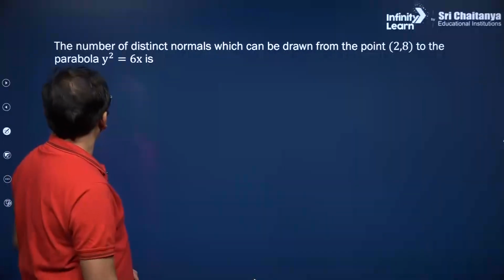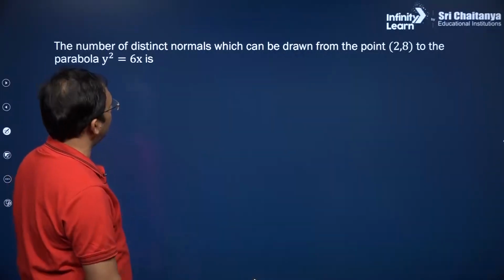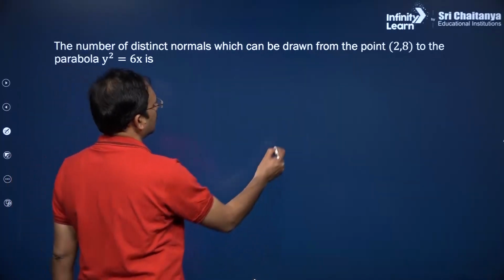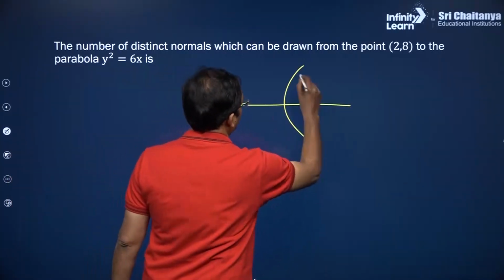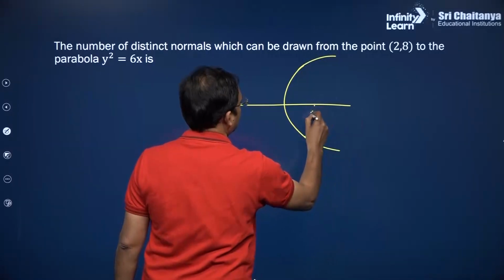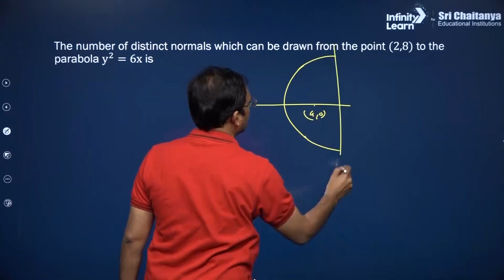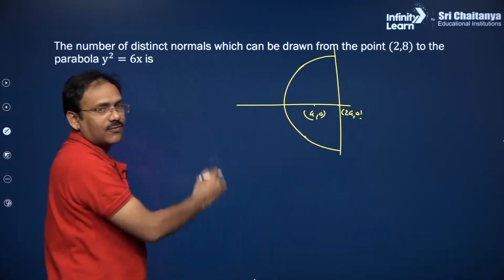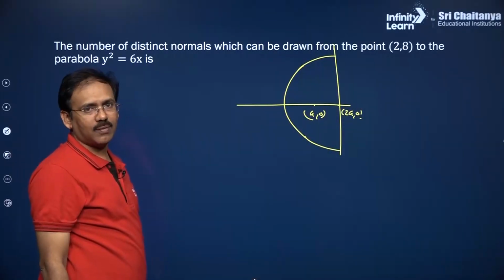Next, my dear friends, the number of distinct normals which can be drawn from the point 2 comma 8 to the parabola y square is equal to 6x. For y square is equal to 4ax, suppose you take the point 2a comma 0. If the point is left of this, you will get only one normal, my dear friends.